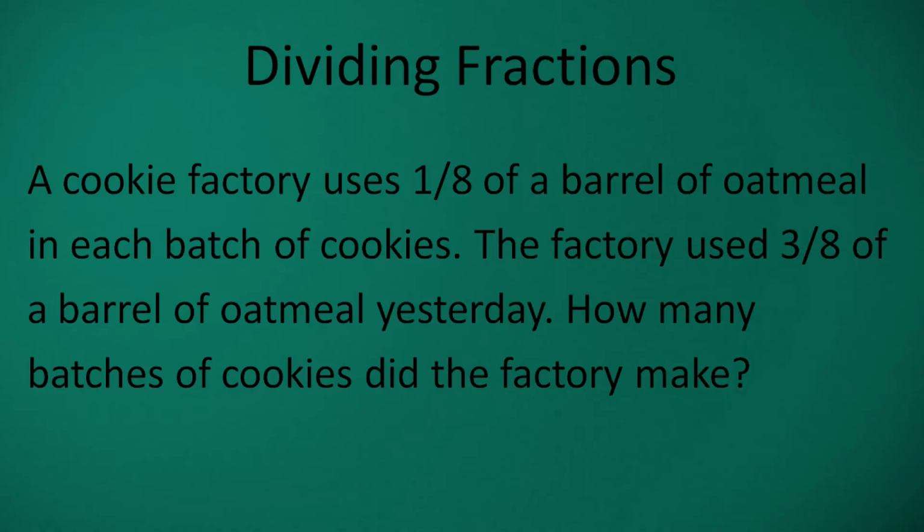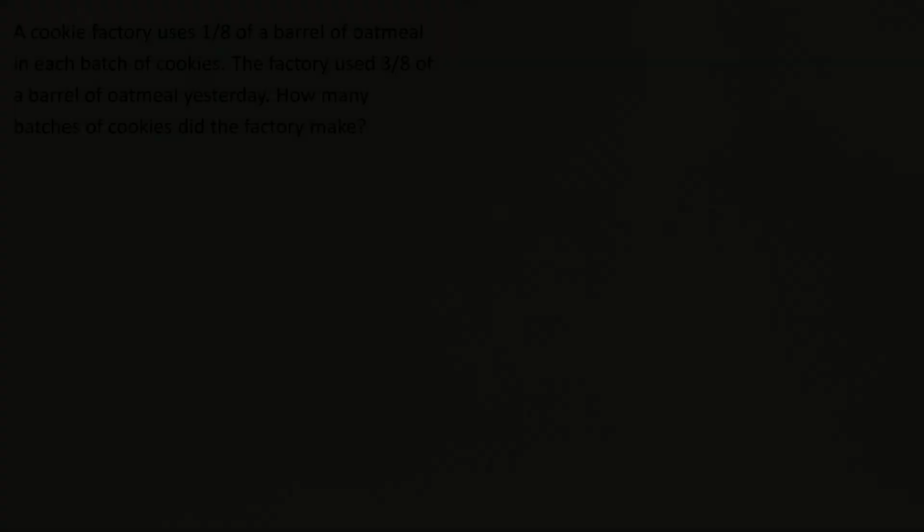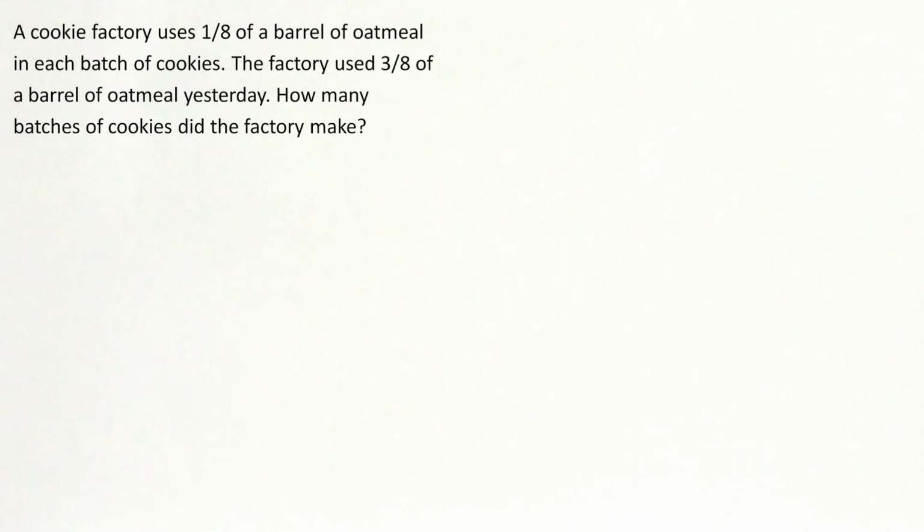In our fourth and final question, we're going to be looking at dividing fractions. And our question is, a cookie factory uses 1/8 of a barrel of oatmeal in each batch of cookies. The factory used 3/8 of a barrel of oatmeal yesterday. How many batches of cookies did the factory make? So like the other problems, let's first start by writing the problem out in equation form. So we get 3/8 divided by 1/8.